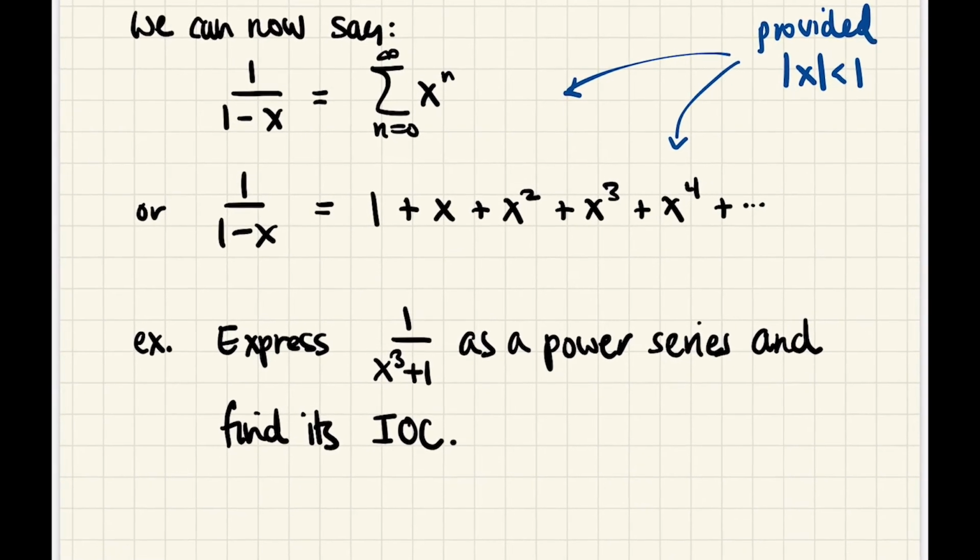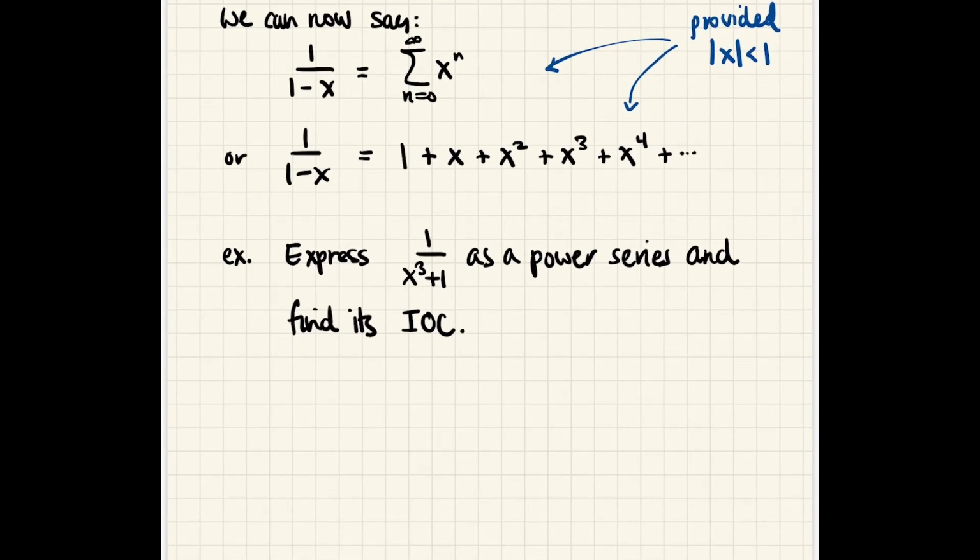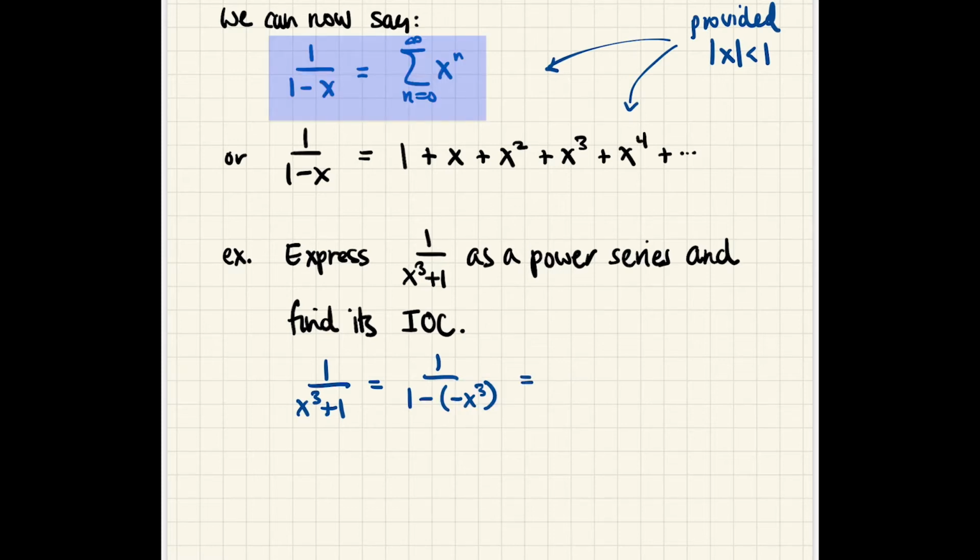Okay, so we have the function 1 over x cubed plus 1, and we want to write that as a power series. Well, we can use the bridge via this geometric series by writing 1 over x cubed plus 1 as 1 over 1 minus negative x cubed. So it's kind of in the form of 1 over 1 minus stuff. And we know that 1 over 1 minus stuff converts over to the infinite series of that stuff to the n. So in this case, it'll be negative x cubed raised to the n.